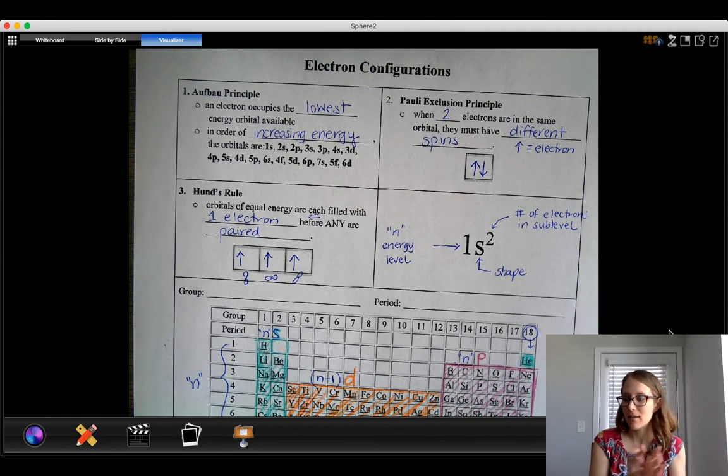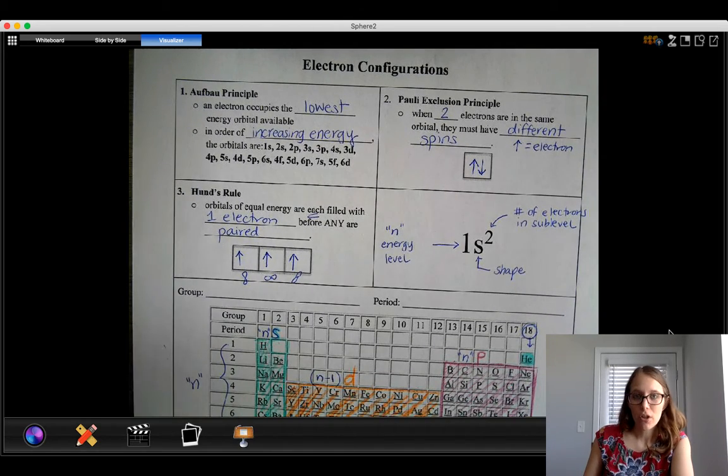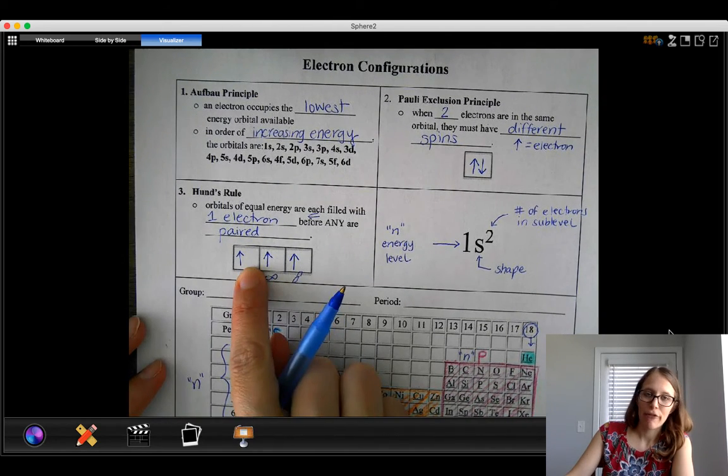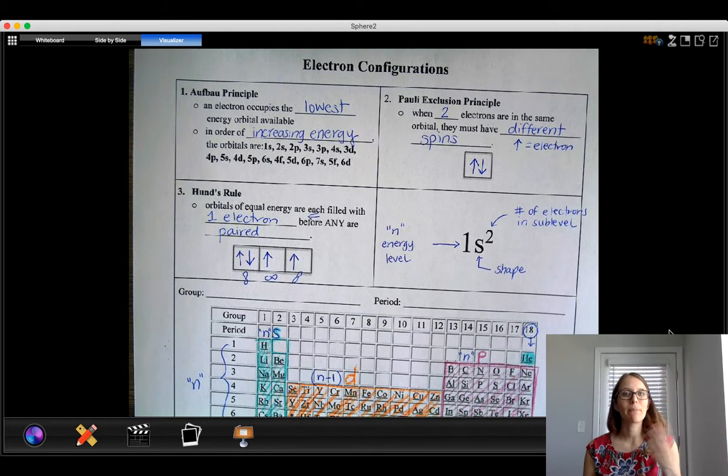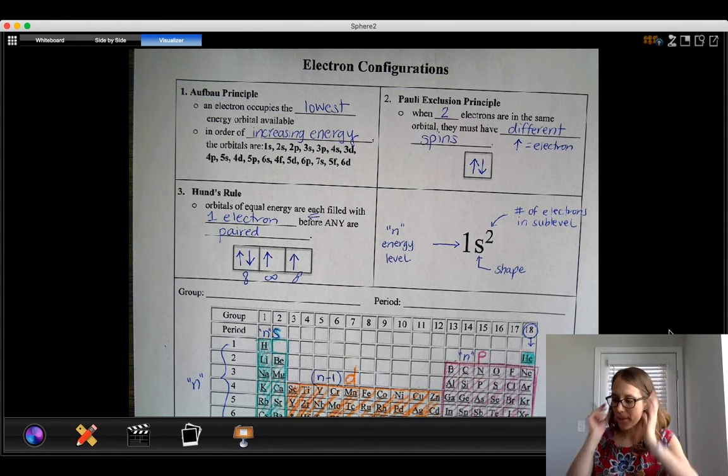Nobody's paired up yet. If I have a 4th electron, now I'm going to go back to the first box, and it has to point down, but now I actually have a box that's partnered up because everybody's spaced out equally. Now somebody has to sit next to somebody. There's no more big open gaps that it can take. So this is called Hund's rule.